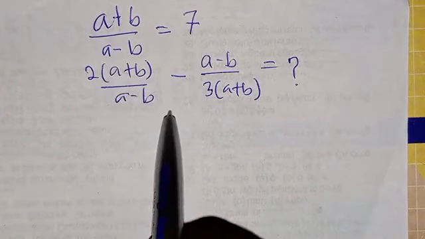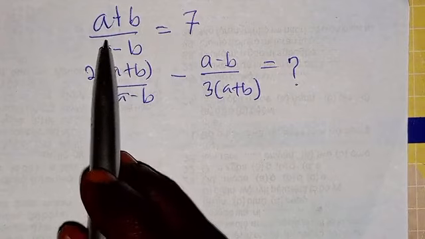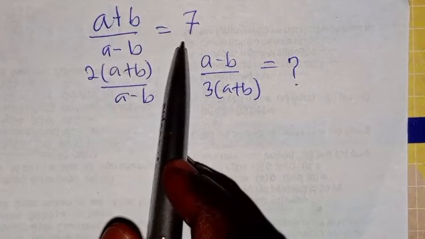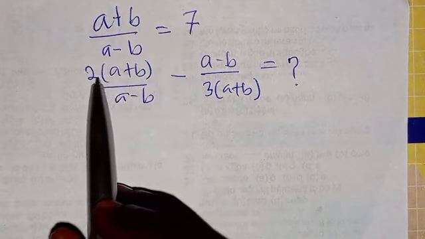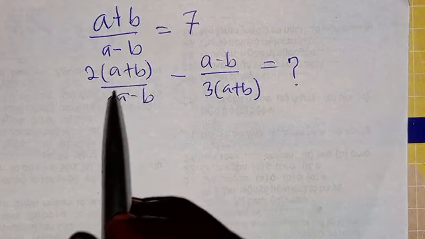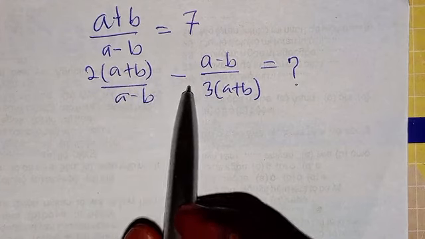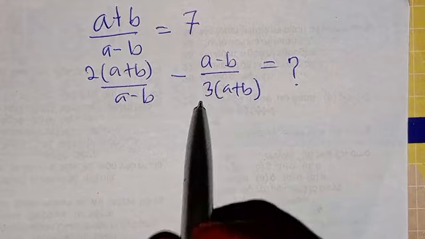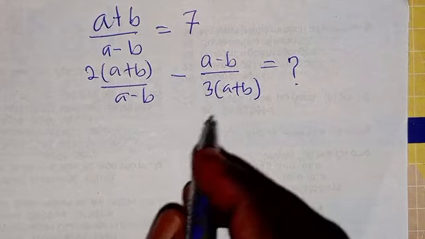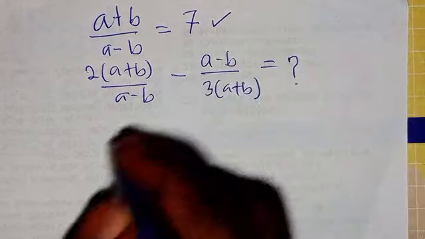Into this tutorial, we're going to be solving this problem here. We have (a + b)/(a - b) = 7. Then what is the value of 2(a + b)/(a - b) minus (a - b)/(3(a + b))? So now I'm going to start from here.